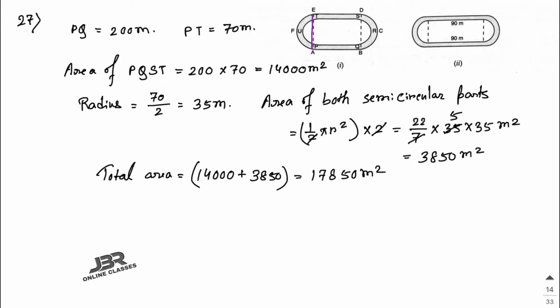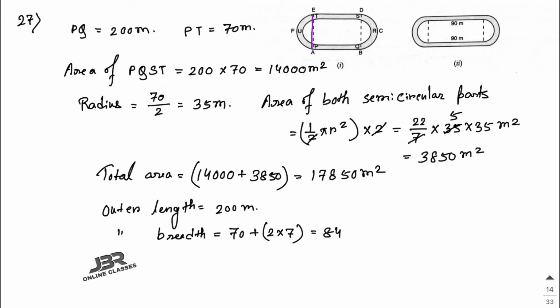So here the outer length is 200 meter, no changes there. But the outer breadth is 70 plus 2 into 7. Okay, so that means here 84. So the outer radius equals 84 by 2, that is 42 meter.